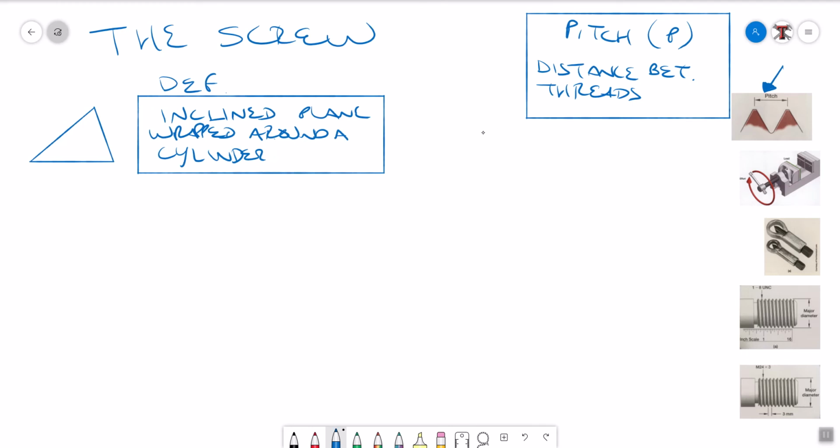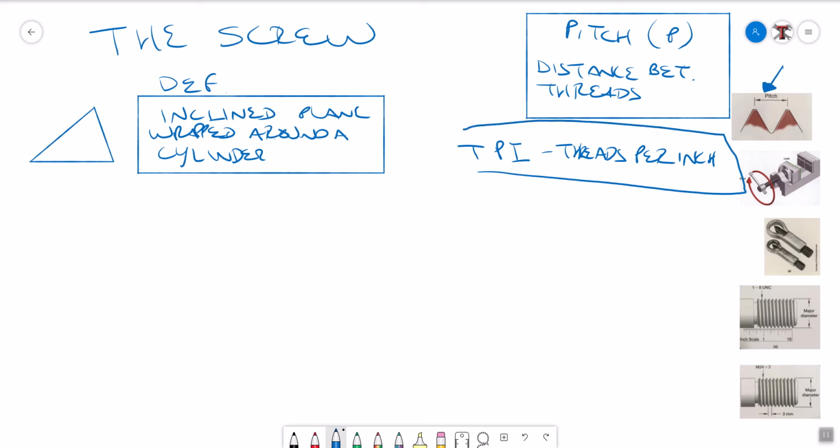All right, the other one is going to be TPI. TPI stands for threads per inch. Okay, threads per inch, TPI. And I'm going to make another box here. Hopefully it'll convert it. And it didn't convert it for me. All right, so threads per inch, that's the other box.